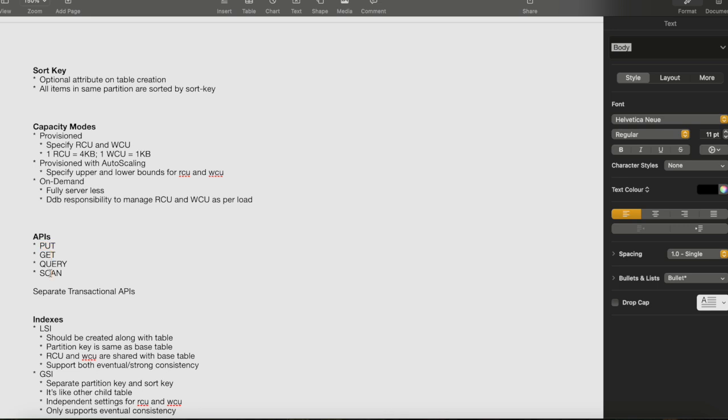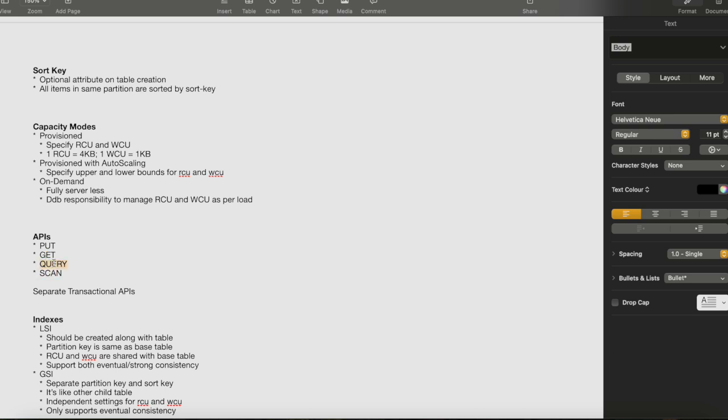How they work is, put is helpful to write data, get is used when you know the primary key attributes. So if it's only a partition key, then you specify the partition key in get. If both partition key and sort key are defined, then you specify both. Then you can do a get request.